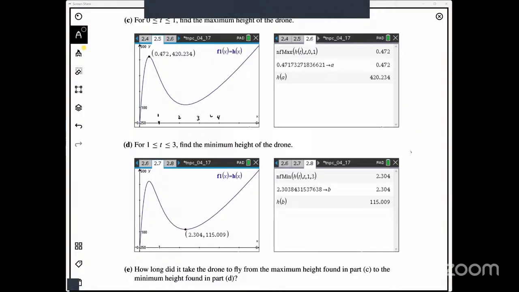There are a couple of ways to do that. On a graph screen, there's a built-in command to find the maximum value of that function in an interval. I set a lower bound and an upper bound, and it came back. Be careful here. This is the t value, but that's actually the maximum value right there, 420.234. So a little over 420 feet in the air. That's one way to do it.